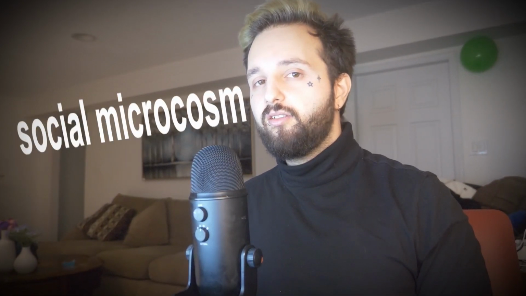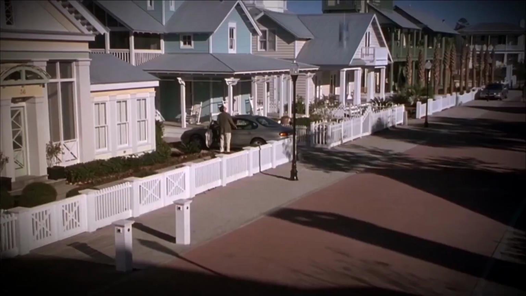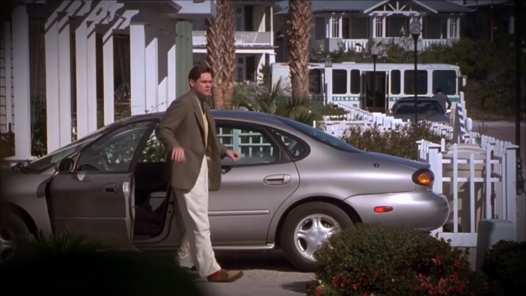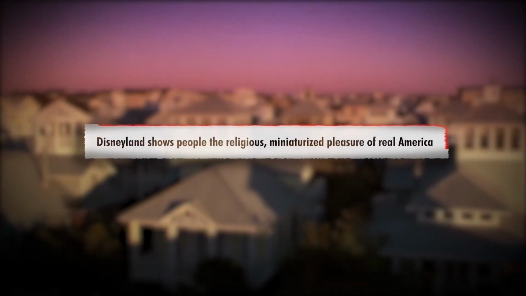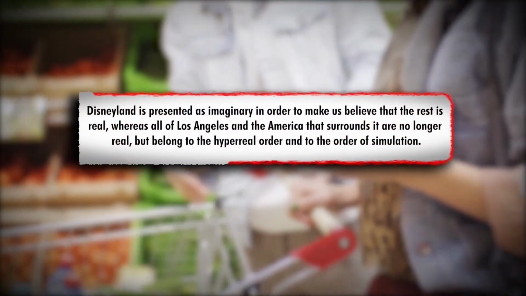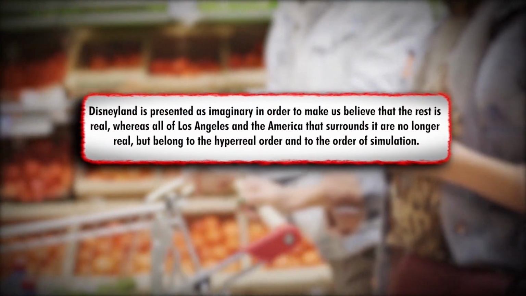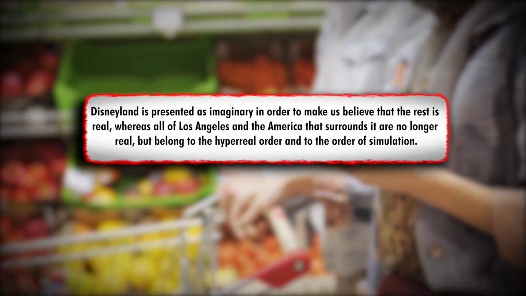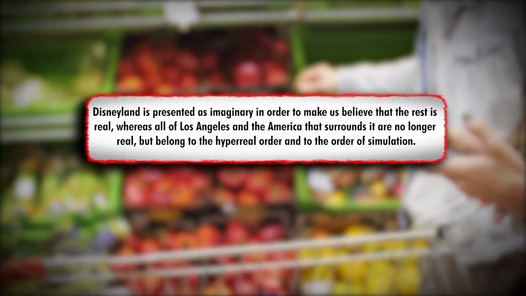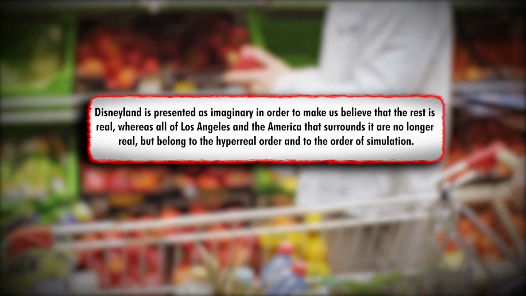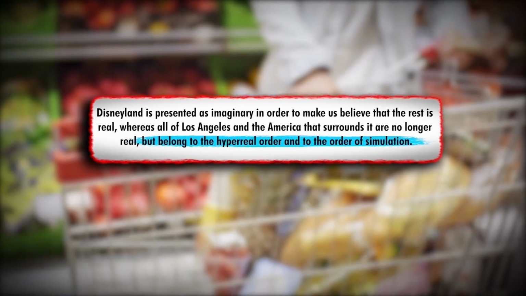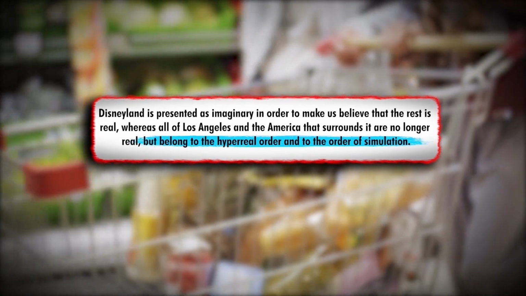He says that Disneyland is a social microcosm, which means a small version of society that reflects its values and beliefs. He says Disneyland shows people the religious, miniaturized pleasures of real America. Quote, "Disneyland is presented as imaginary in order to make us believe that the rest is real, whereas all of Los Angeles and the America that surrounds it are no longer real, but belong to the hyperreal order and to the order of the simulation.